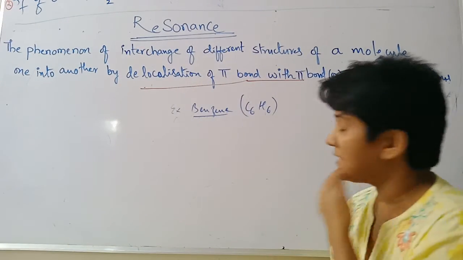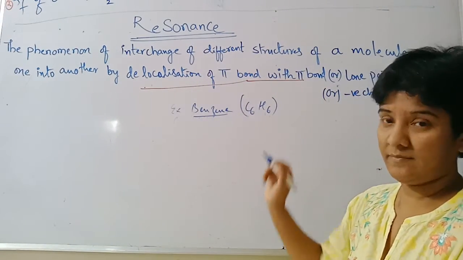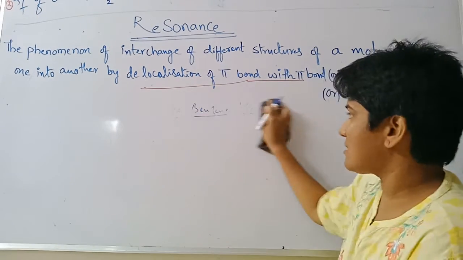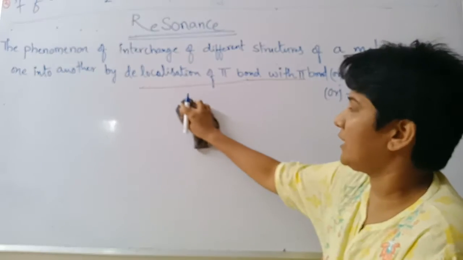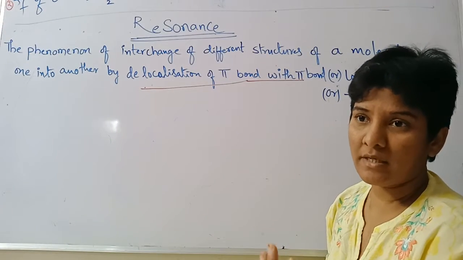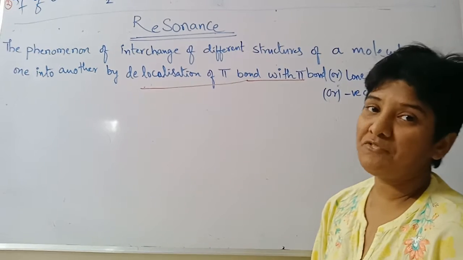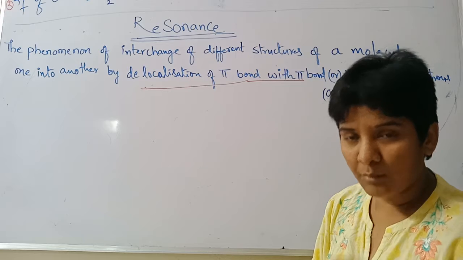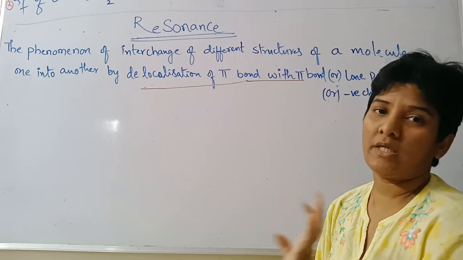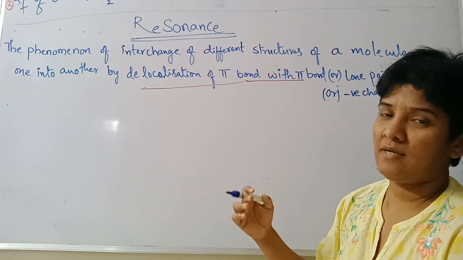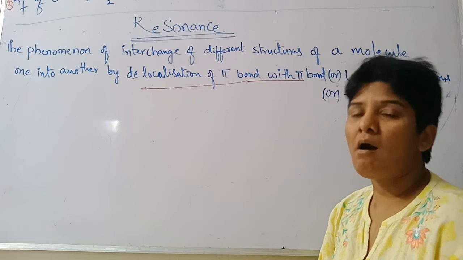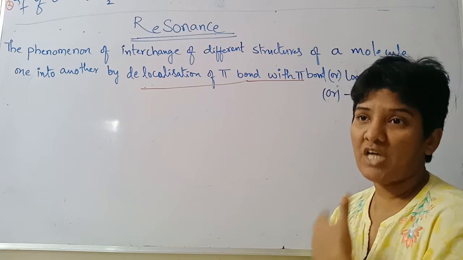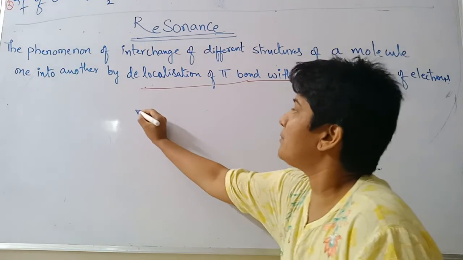So students will see the benzene molecule and in which resonance takes place. Just now we discussed that resonance means the interchange of different structures of one molecule, of a molecule from one structure into another by change in position of pi bonds. Sometimes pi bond with pi bond, and sometimes pi bond with a lone pair or a pi bond with a negative charge also. So, benzene.